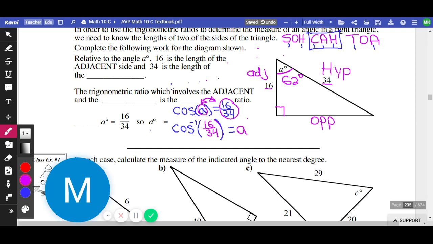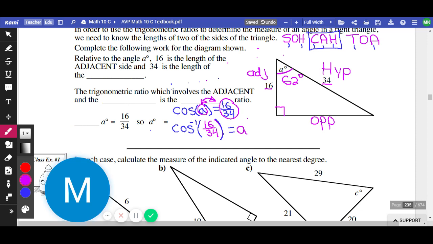That's how you find missing angles. So it's literally the same process, it's just the isolation that's different. The only time you'll use second cos is if you're looking for an angle. If you're looking for a side length, you would use regular sine, regular cos.